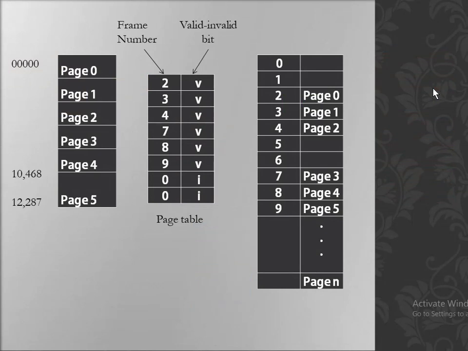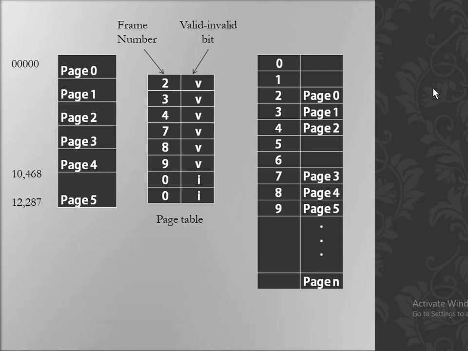See, next is protection. How to protect the entries in your page table? For that, we add, in the page table, which contains the frame number corresponding to each page number, one bit called the valid or invalid bit, right? So here we attach a valid or invalid bit to each entry in the page table.